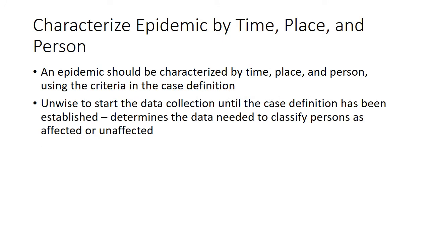Obviously, these epidemics need to be characterized by time, person, place, and all these criteria used in the definition. You really don't want to start data collection until you have a good idea of what your definition is going to be, mainly because if you were to start to collect all this data, you may find out, oh, actually we needed to have collected this lab test, and now we have all these people that you don't have this lab test for, and now it's impossible to determine whether they're really cases or not.